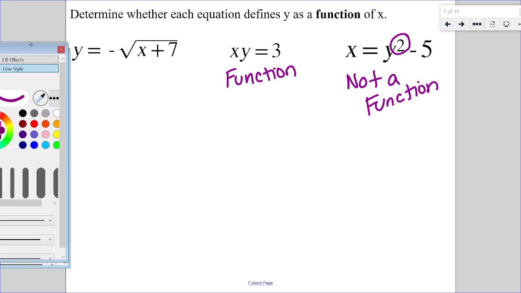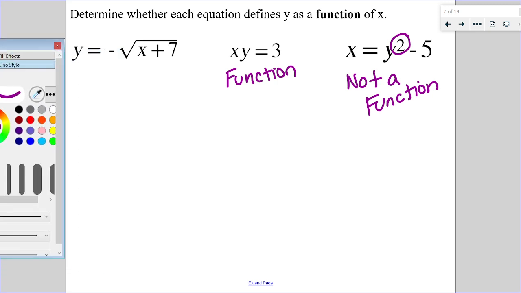Let's go back to the first one. I told you I skipped this one, right? y equals negative square root of x plus 7. Function or not a function? It is a function. Did anyone hesitate on that one or think it wasn't a function because of what I wrote on the first page that involved a square root? A square root is not the thing that made it not a function, right?